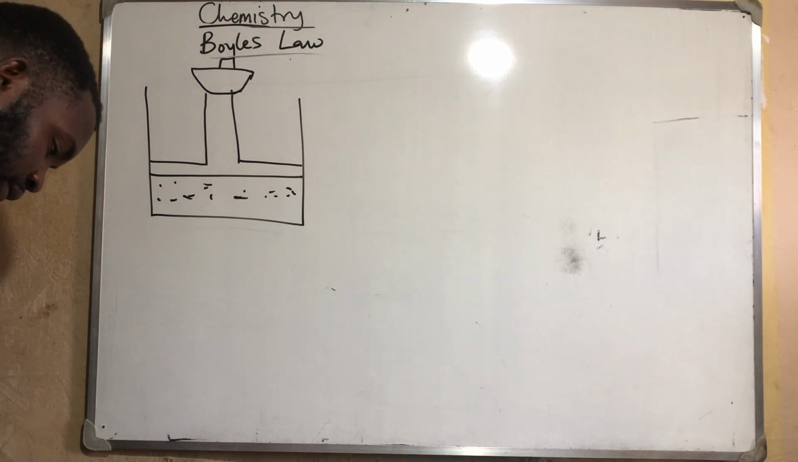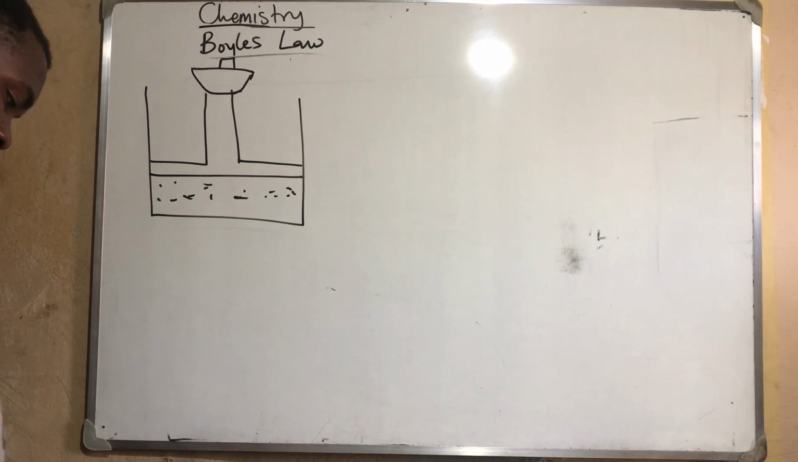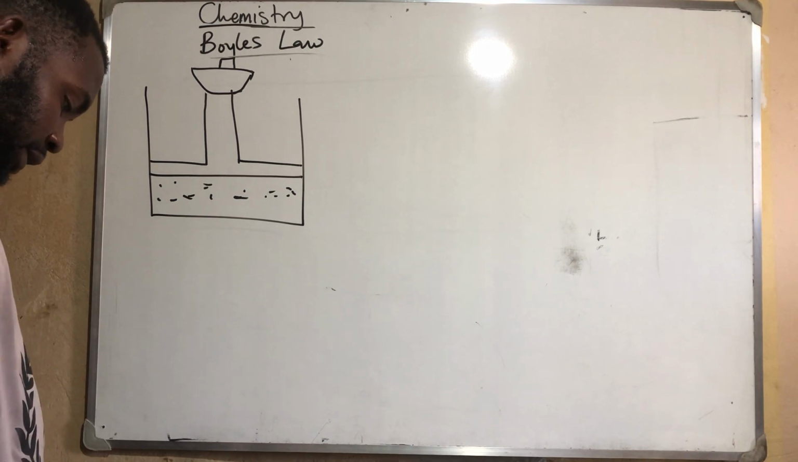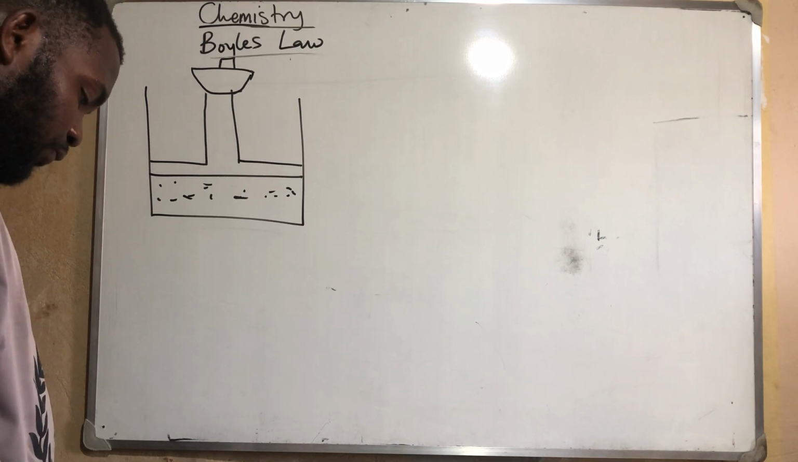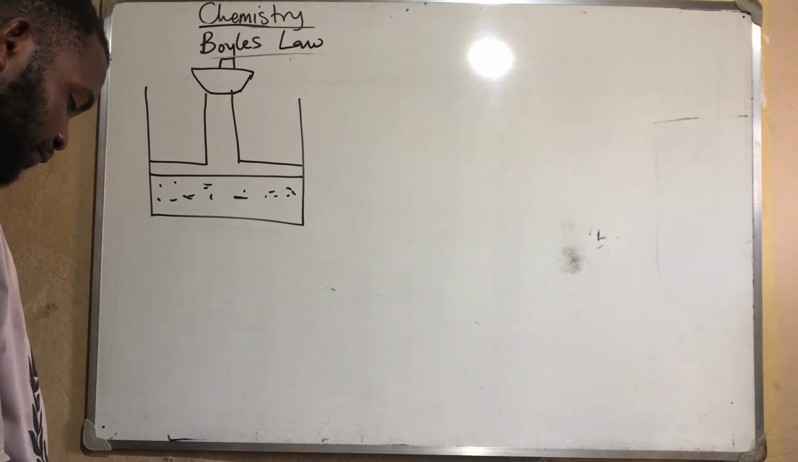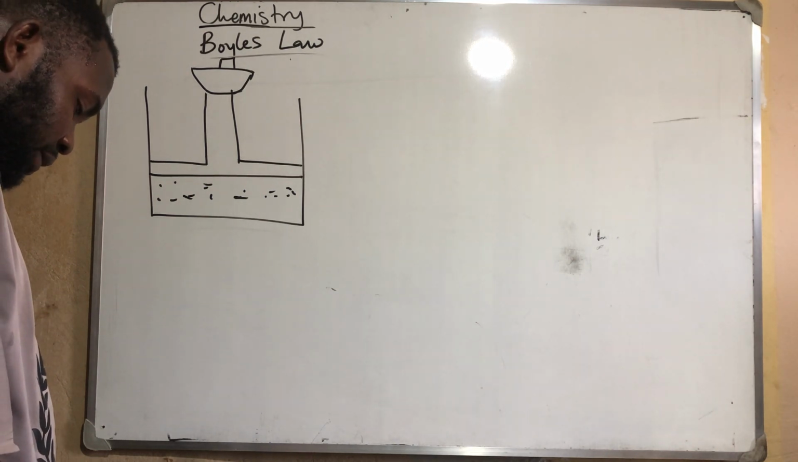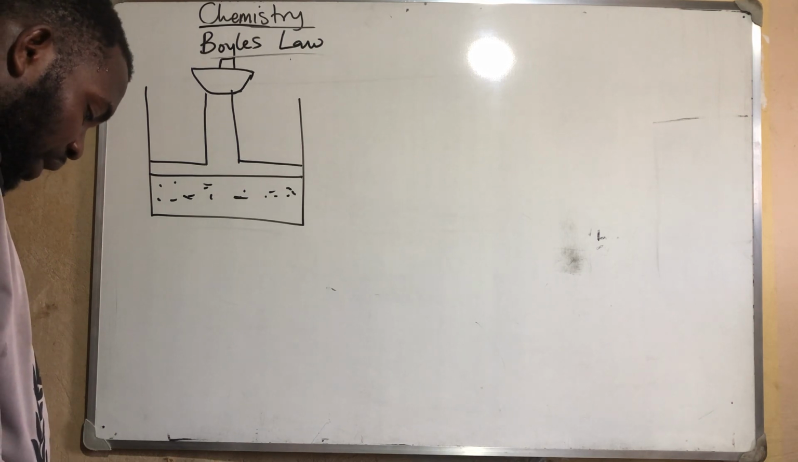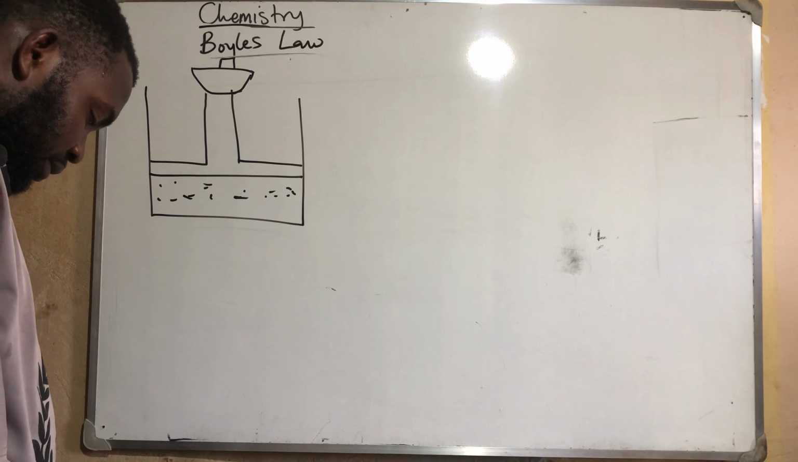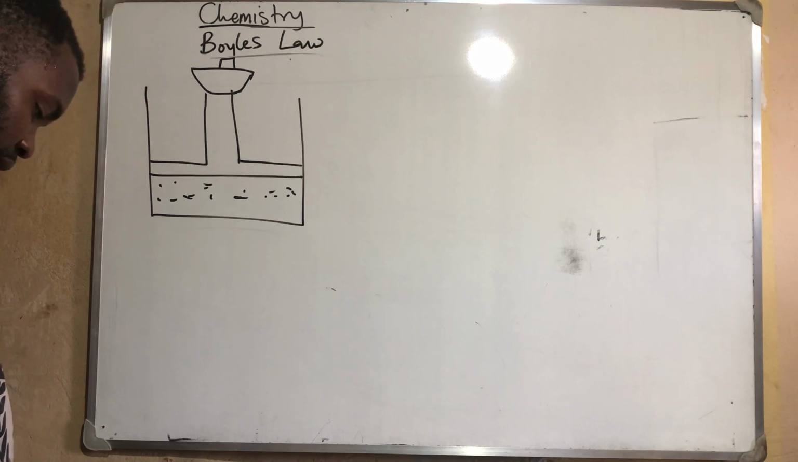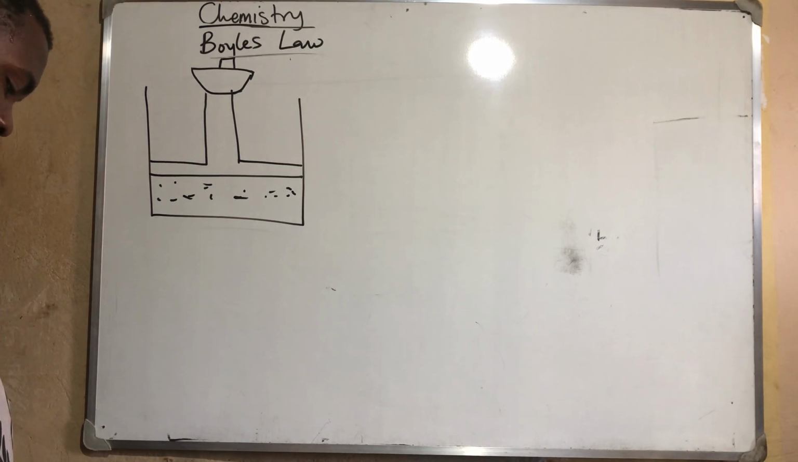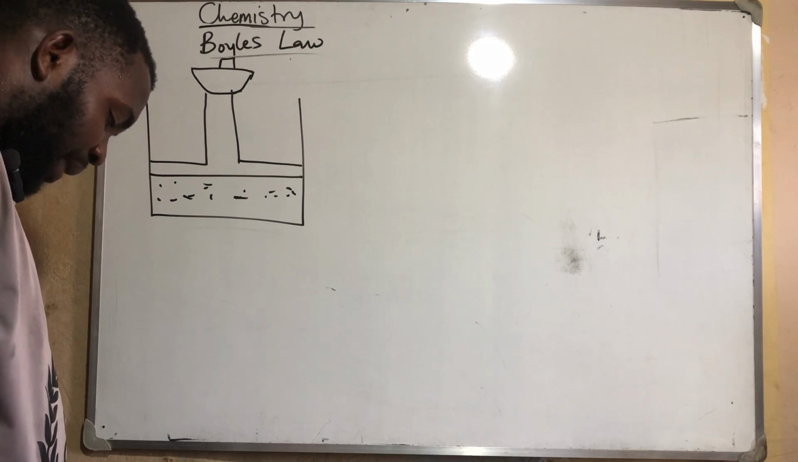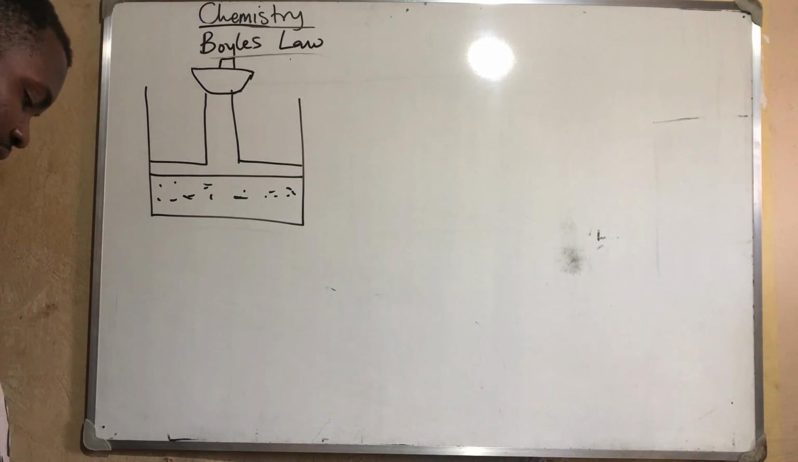Now, if the weight on the piston is replaced by a lighter one, the piston will move up, thereby making the volume of the gas increase, while the number of collisions made by the gas particles with one another and with the walls of the vessel will decrease because they are now far apart. Therefore, when the volume is increased, the pressure of the gas will decrease, as shown below.